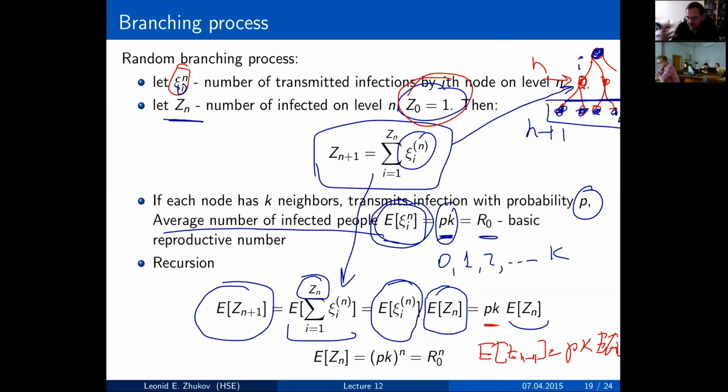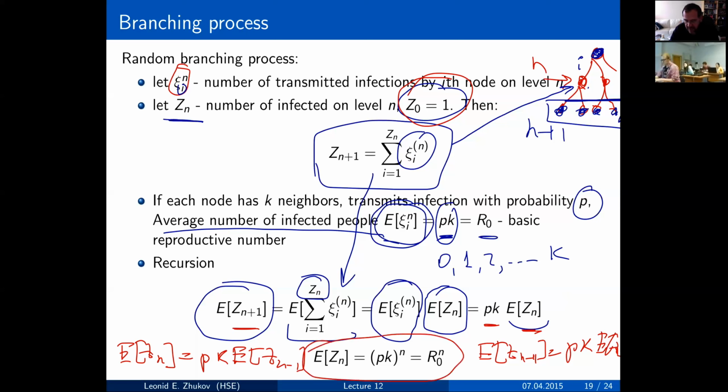We can unroll this recursion by substituting. E of Z n plus 1 is P K times E of Z n, and E of Z n can be written as P K times the average of Z n minus 1, etc., etc. If we do that, you can easily see that E of Z n is (P times K) to the power n. It's not a big surprise, right? On every level, there are P times K contacts infected, and there are n levels. That's what you get.